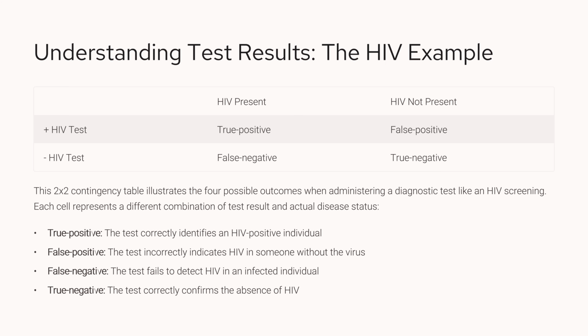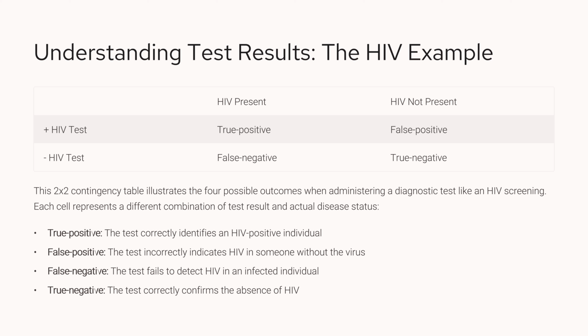Let's take a look at how diagnostic tests break down within an HIV example. So here we have a 2x2 table where we have on the left someone that has a positive HIV test versus someone with a negative HIV test. And then at the top you would have someone who actually has HIV, so it's present, versus someone who doesn't, it's not present. And so you can see in this 2x2 table, you have 4 possible scenarios. A true positive where someone actually has HIV and the test identified it appropriately.